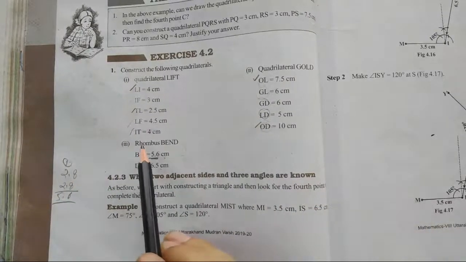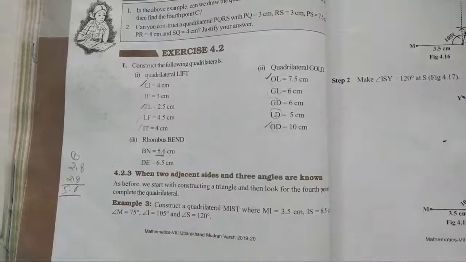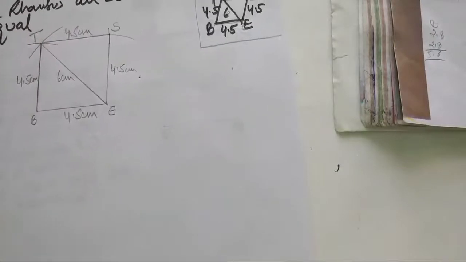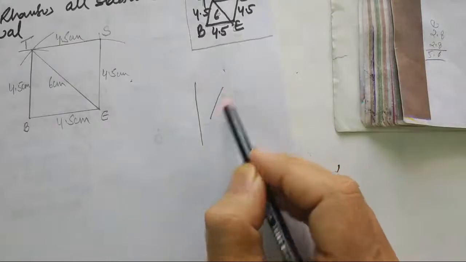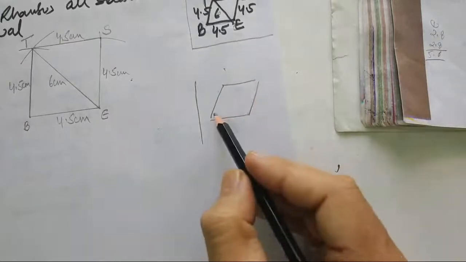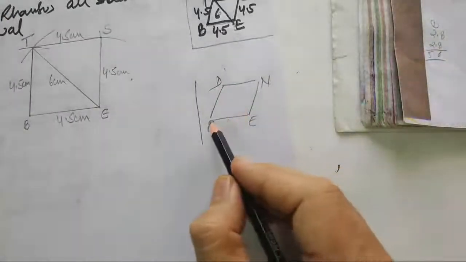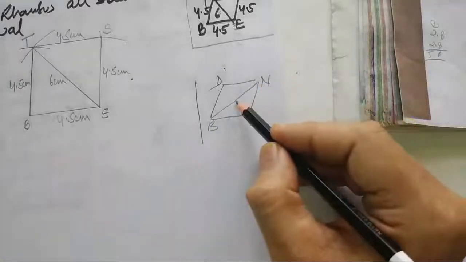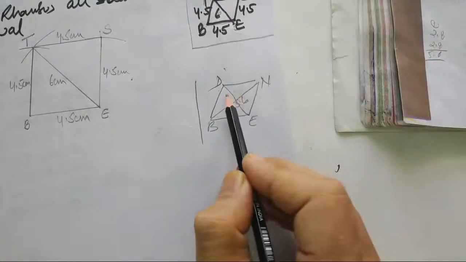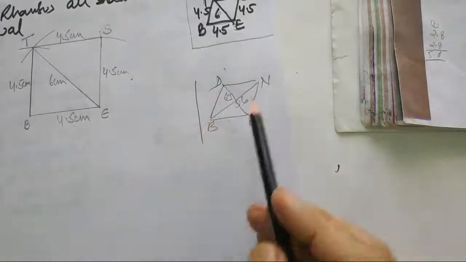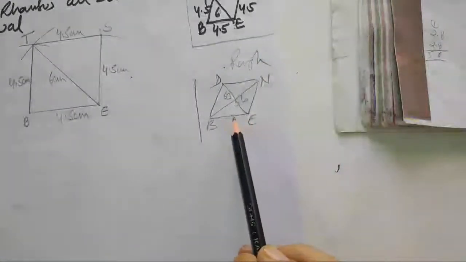So let's do the third part, which is a rhombus. It is a very important part, and this is again a rhombus, and the rhombus is BEND. So I will make a rough figure here, and when the rough figure is made, it has to be followed. It is BEND, and it is written BN equal to 5.6 and DE 6.5. So two diagonals are given. Now we can't make this figure. Why can't we make it? Because the length of a side is not given, we can't start the figure.